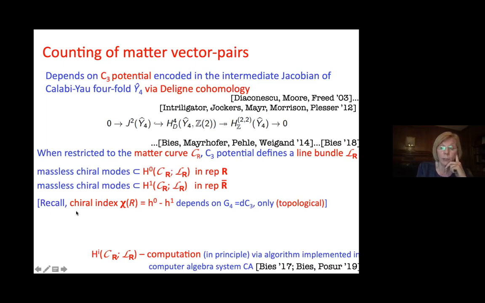Let me just remind you again that, on the other hand, the chiral index, which is the difference of the number of H0s and H1s, depends not on C3, but only on G4 and is topological. Generically, it is anticipated that the data on matter representation in its conjugate pairs is non-topological and will change as we change the complex structure of the compactified space.